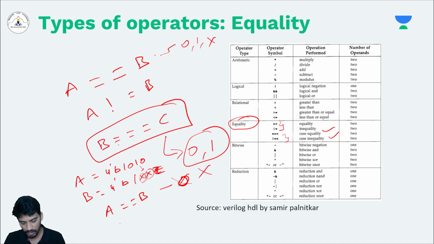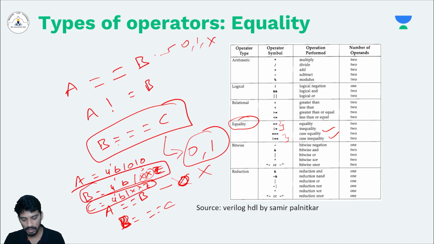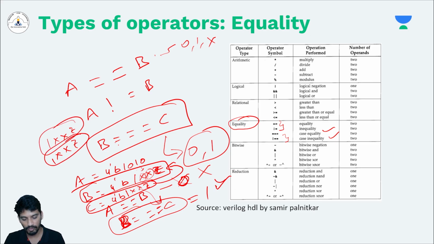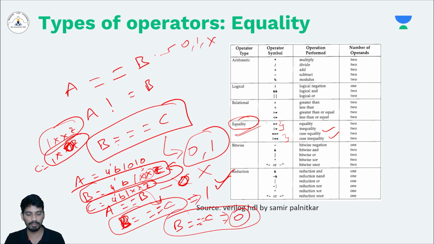But in the case of triple equals, let's take B and C. Let's take my C also as 4'b1xxz. Then in this case, since both B and C are the same, even though there are x and z's present inside the operands, it will still give me the output of 1 because C is exactly equivalent to B. In this case, C and B are 1xxz. So if they are exactly equal, then the output will be 1. If there is any change in this, let's say my C is equal to 1x0z, then B triple equals C will give me an output of 0. Okay. This is the use of equality operators.